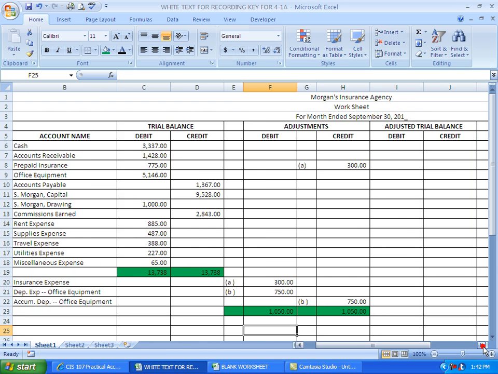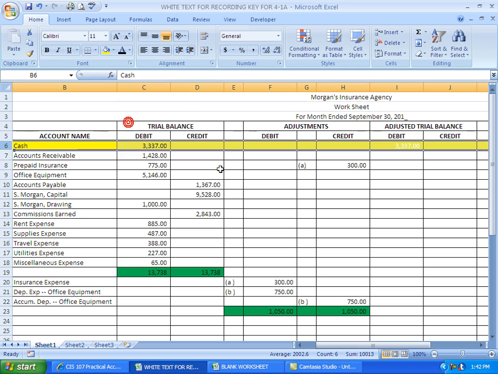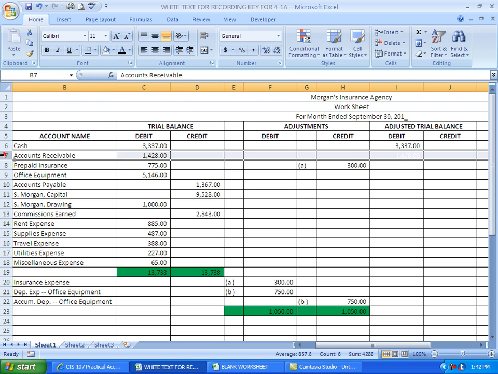The adjusted trial balance is where you combine trial balance activity with adjustments. Looking at cash here, it has a debit here, but it has not been adjusted, and so we're going to just bring that total over here. So this is combined with nothing. This is why it's just brought over. Looking at accounts receivable, it has $1,428. It's not been adjusted, so we just bring that total over also.